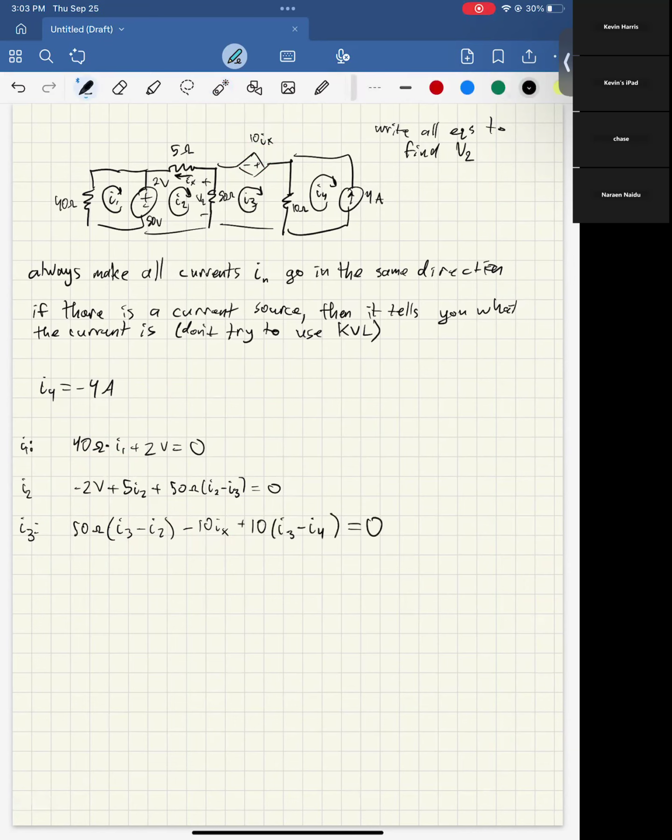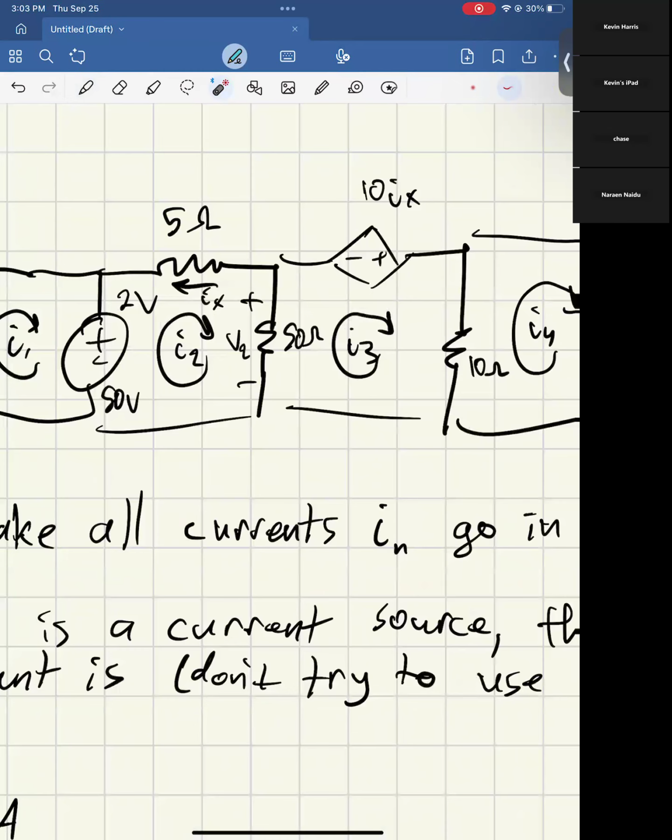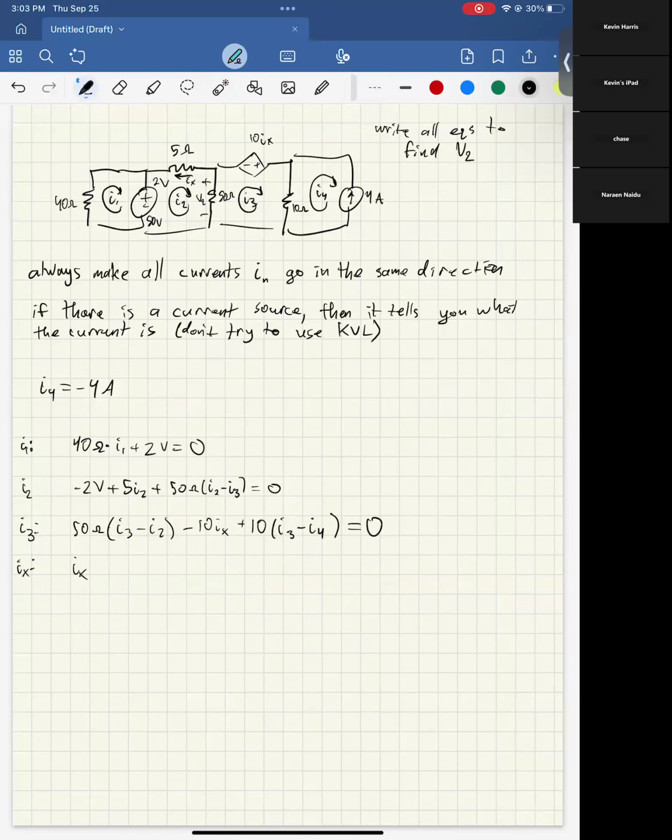So right now we have 4 equations and 5 unknowns because we still have this Ix. So we have to write an equation for Ix. Very simply, Ix is going this way, and we've defined our I2 as going this way, so you can just say Ix equals negative I2. And that's nice and easy.